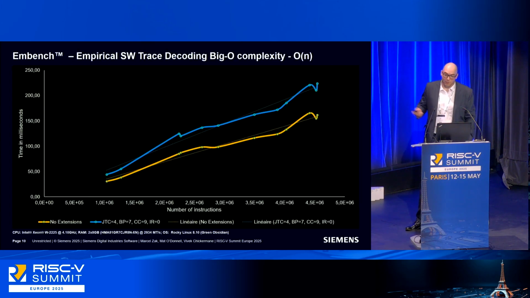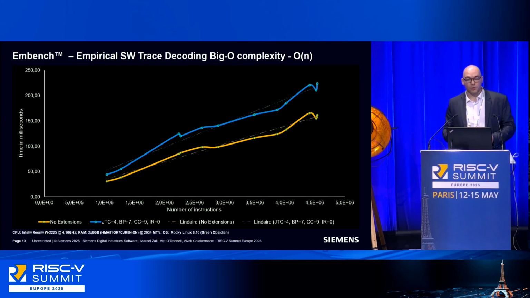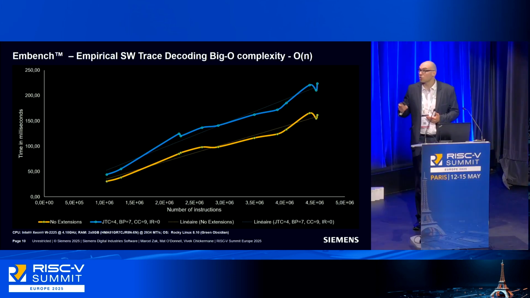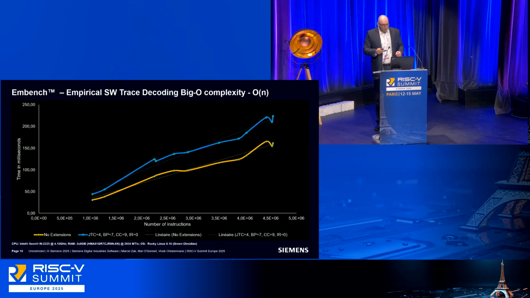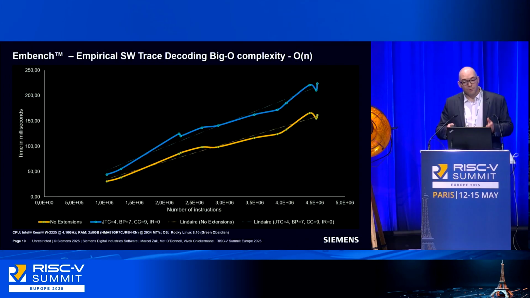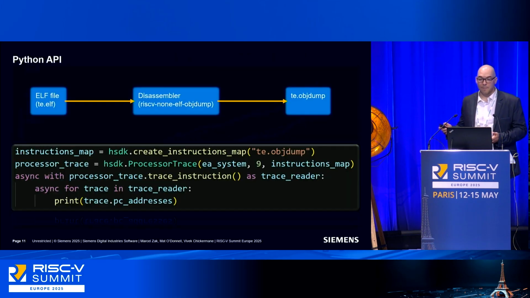Let's examine the algorithmic efficiency of our decoder through an empirical approximation of its big O complexity. The graph plots decoding time in milliseconds against the number of instructions processed, with a yellow line showing the baseline performance and the blue line representing performance with extensions enabled. What's particularly encouraging here is that both curves show a near linear relationship between processing time and instruction count. The particular implication is that the software decoder is predictable and efficient even as the number of instructions grows, making it suitable for managing real-life workloads during the silicon lifetime.